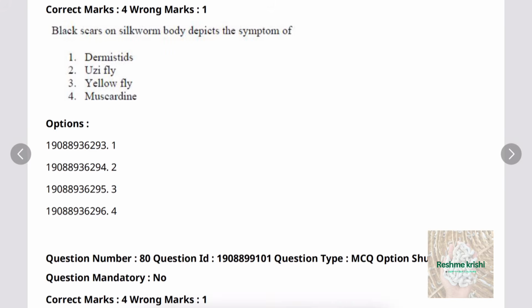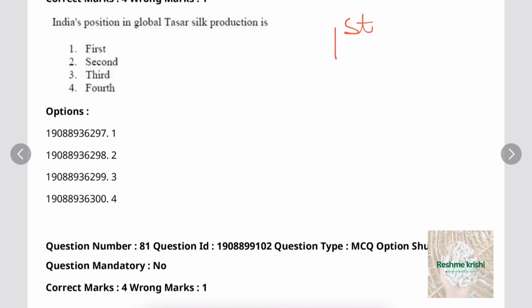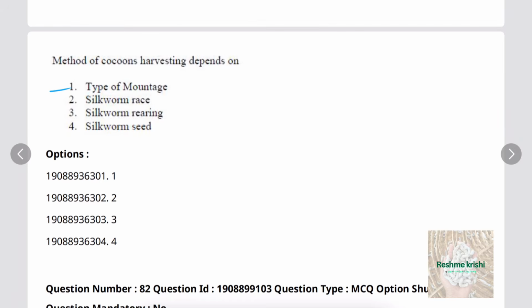Black scar on silkworm body depicts the symptoms of, it's easy. If the black scar is there anywhere on the body, sorry, this is the wrong, simply the example. If something like the black scar is there, then you can blindly say it is oogie. Okay, India's position in global tassar, is it first? No, it is not first. First is actually China. So who is second? India is second. The answer is second.